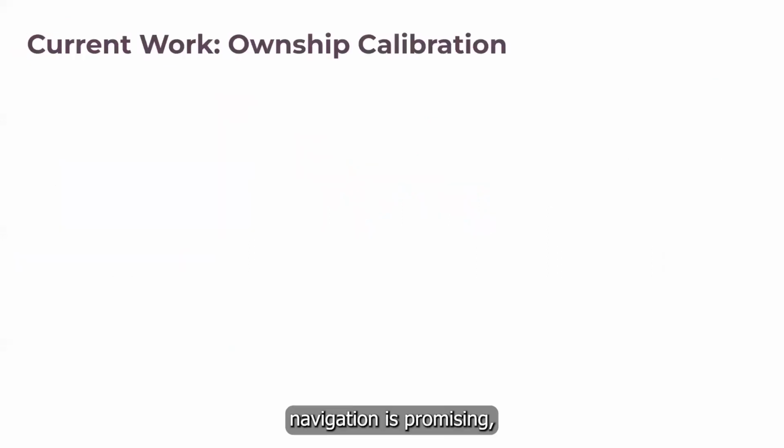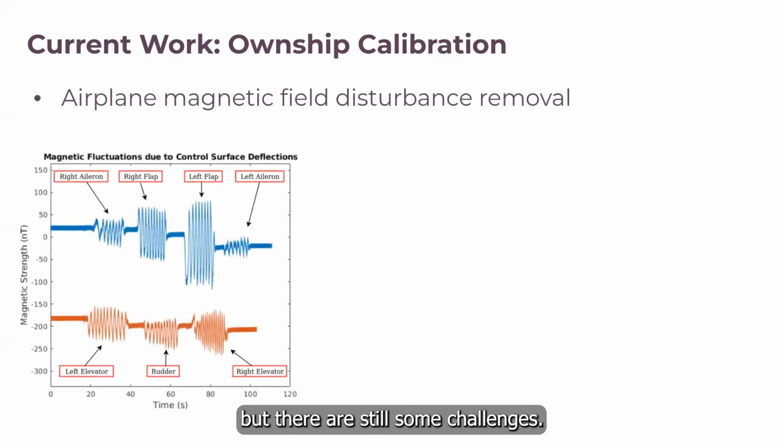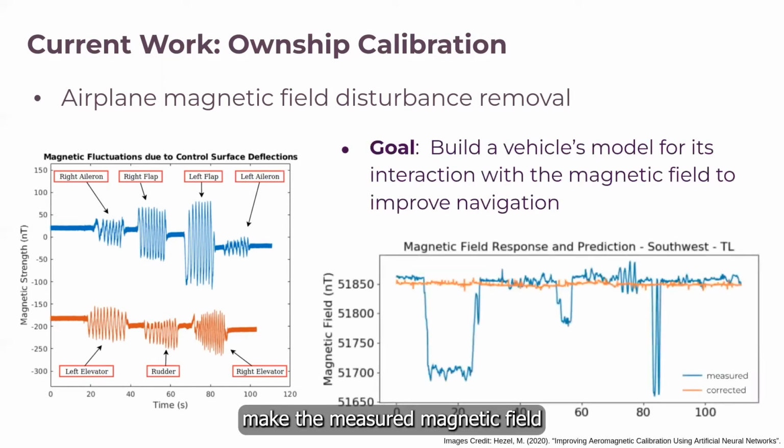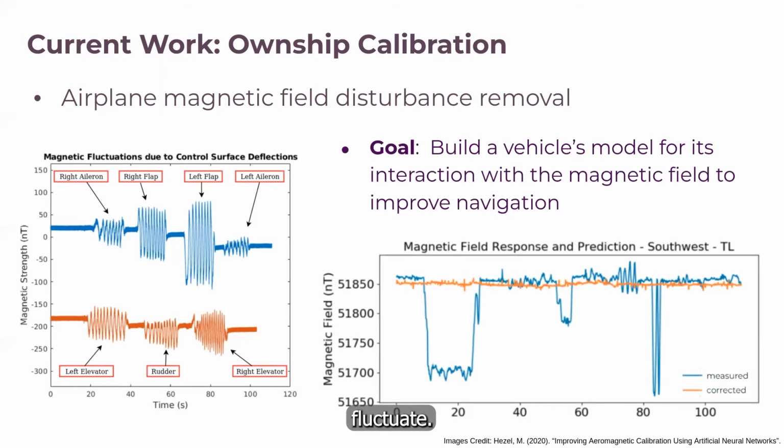Magnetic anomaly based navigation is promising, but there are still some challenges. One of the current lines of research is on-chip calibration, which consists of removing the agent and onboard system effects from magnetic measurements. Like in this example, where the control surfaces of an airplane make the measured magnetic field fluctuate. The calibration approach should then remove the control surface effects from the measurement quantity and recover the corrected value as shown in the right figure.